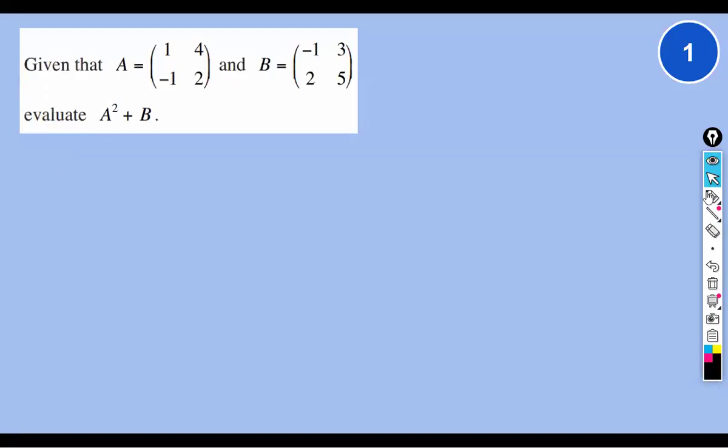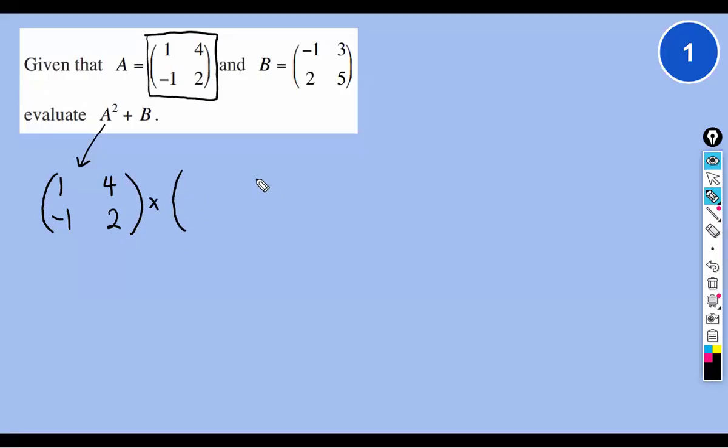What I'm trying to say is this. A squared, forget the plus B part. Anybody can add a matrix. A squared means you're going to take A and multiply by itself, even if it's for a matrix. So A squared really means, isn't this the matrix A? You're going to take the matrix A, 1, 4, -1, 2, and multiply it by itself.